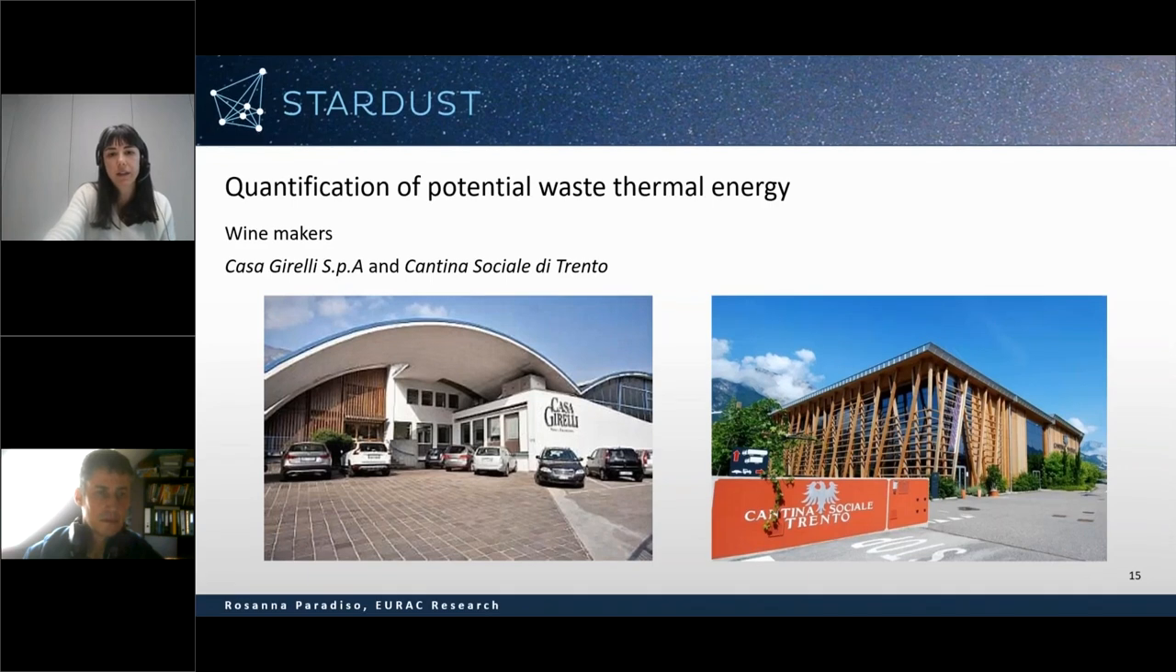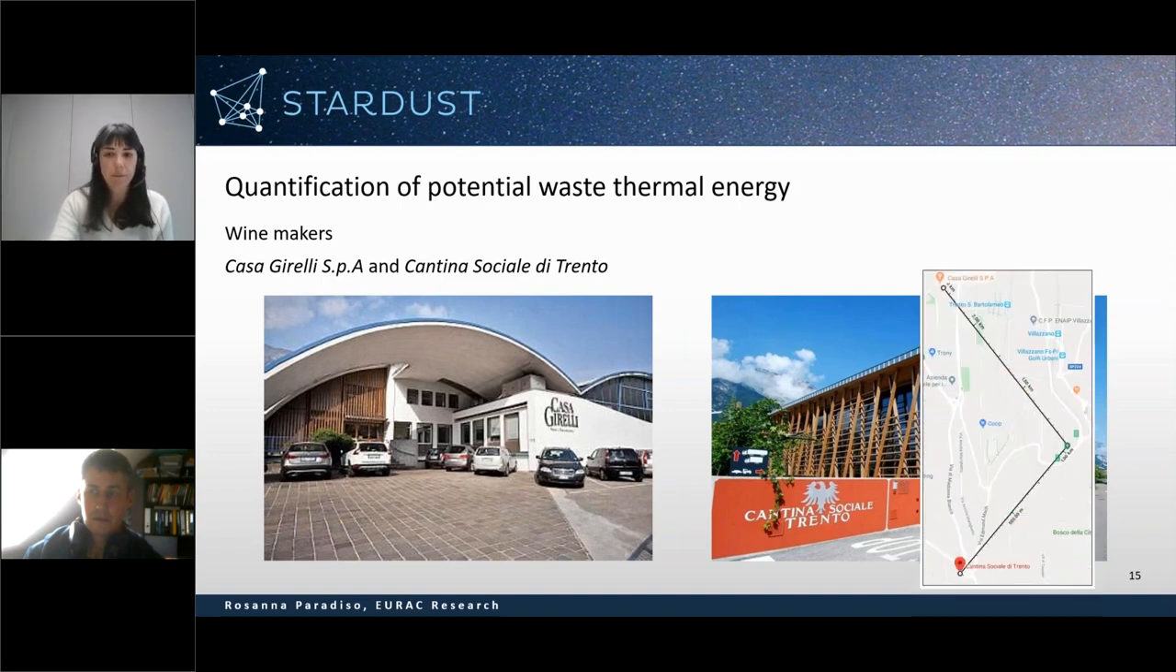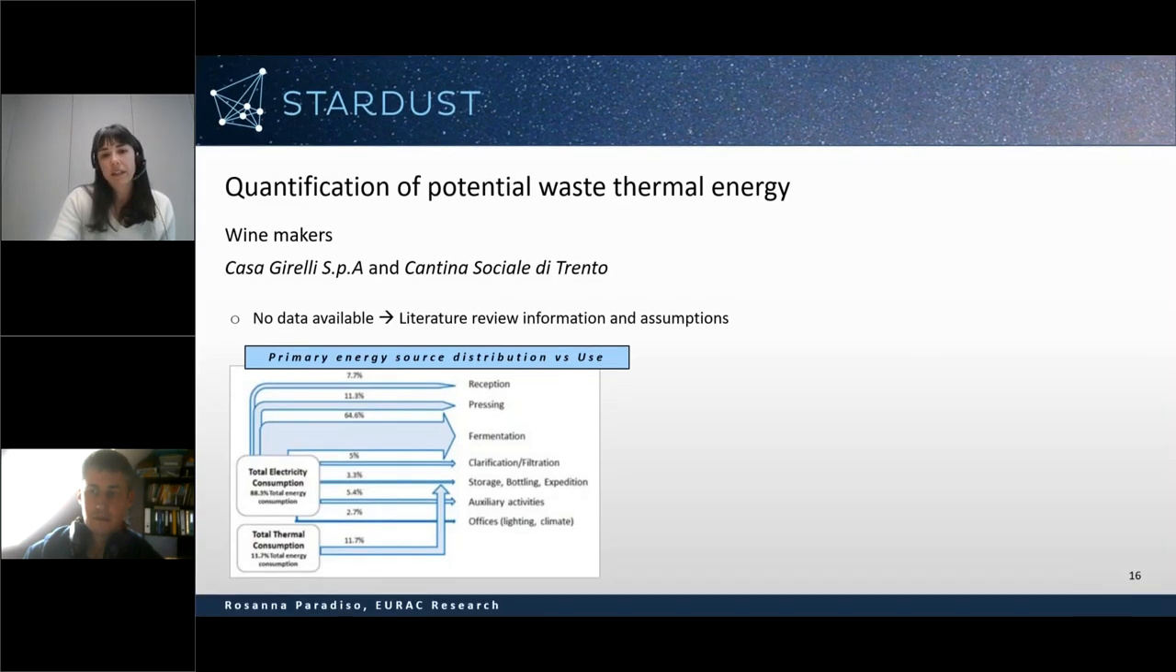Then we consider the 2 winemakers in the area, Casa Girelli SPA and Cantina Sociale di Trento. They are both 1 kilometer far from the towers, but they gave us no data. They gave us no data, so we performed the calculation through literature review and some assumption.